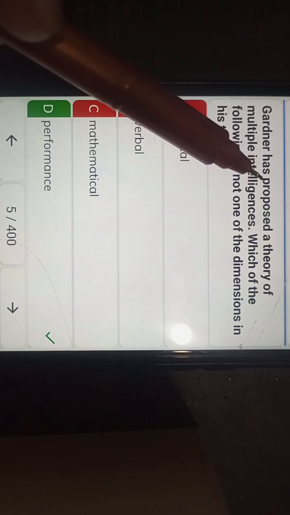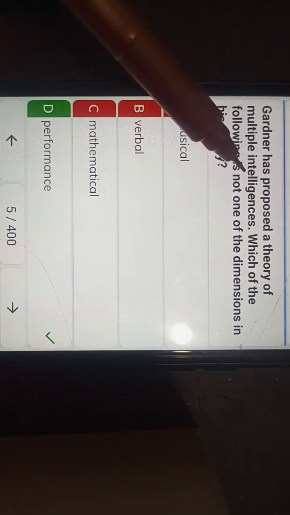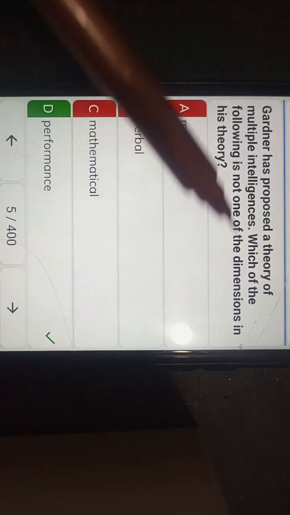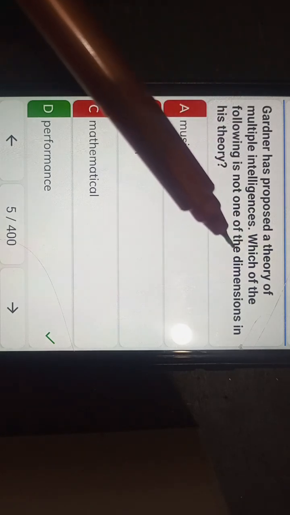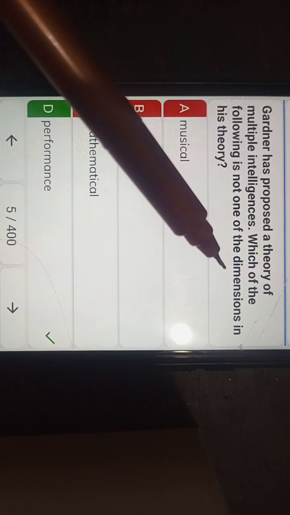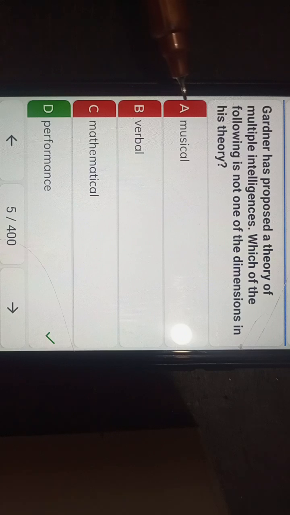Gardner has proposed a theory of multiple intelligences. Which of the following is not one of the dimensions in his theory? The answer is A, B, C, D. The answer is D, performance.